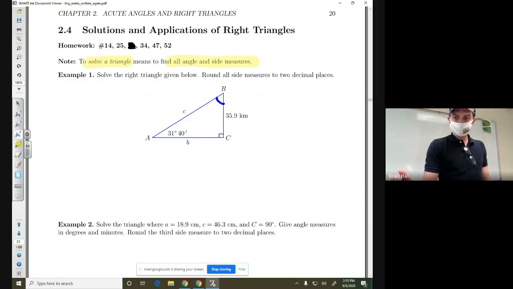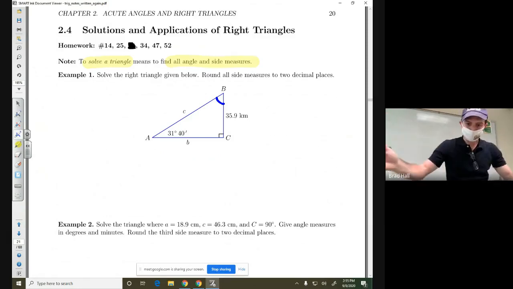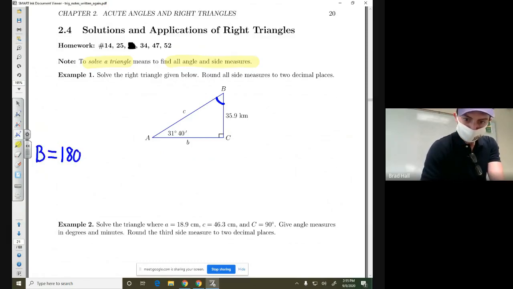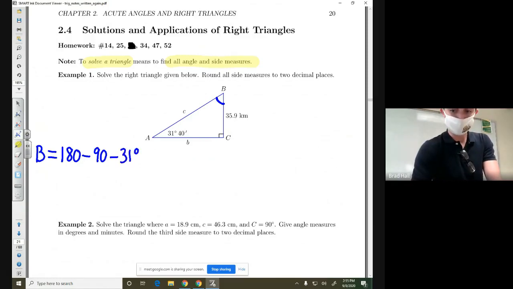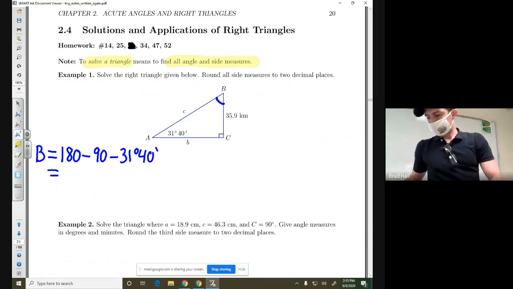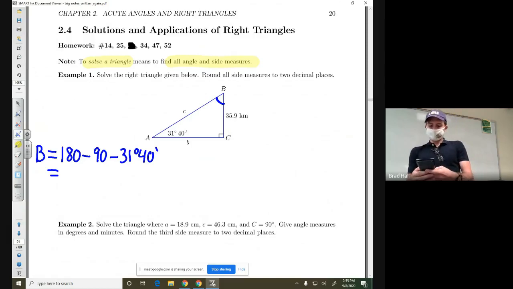So angle B, we know the other two angles. And we know that all angles in the triangle add to be 180. So that's why for angle B, 180 minus 90, because we have a right angle, minus the 31 degrees, 40 minutes. And really, that's just calculator work. 180 minus 90, which is, of course, just 90. 31 degrees, 40 minutes.